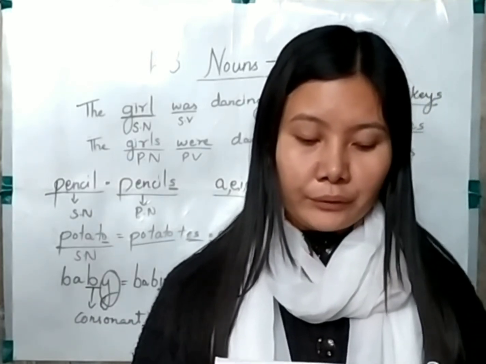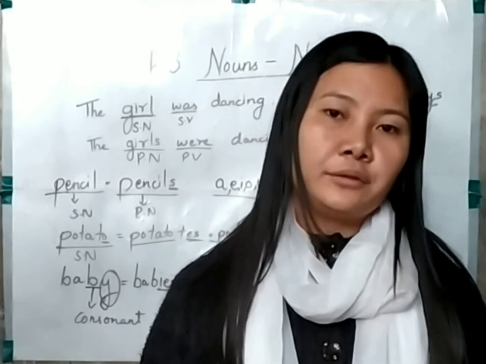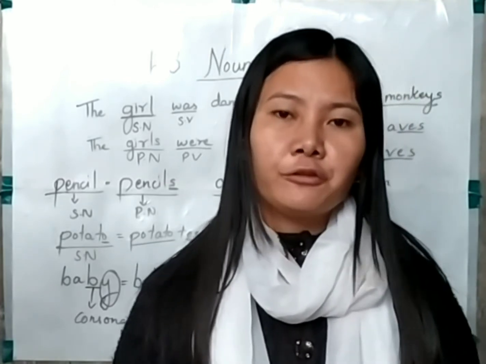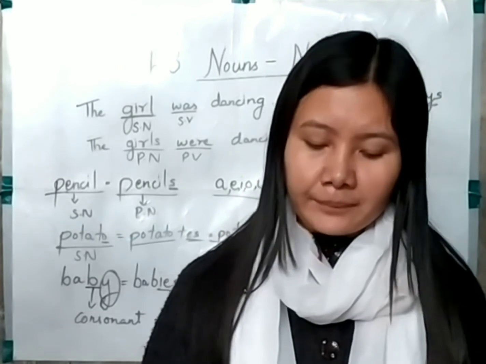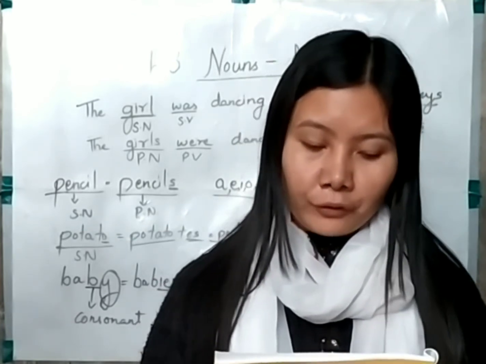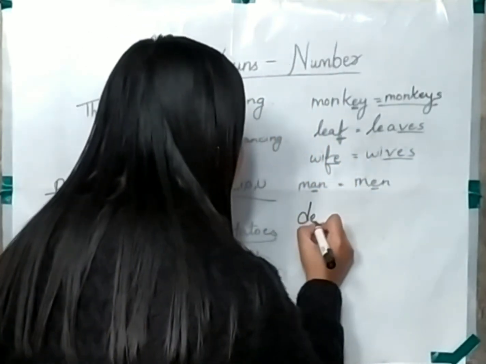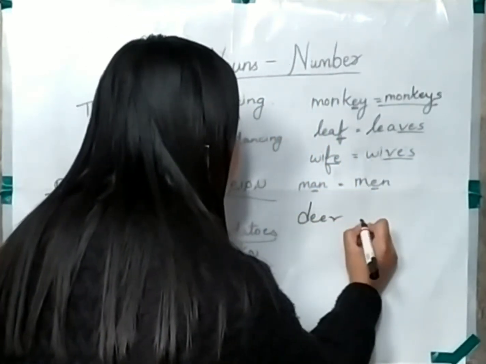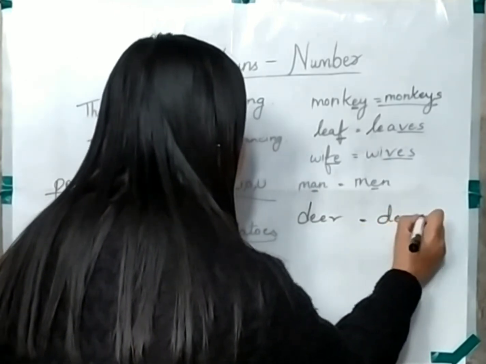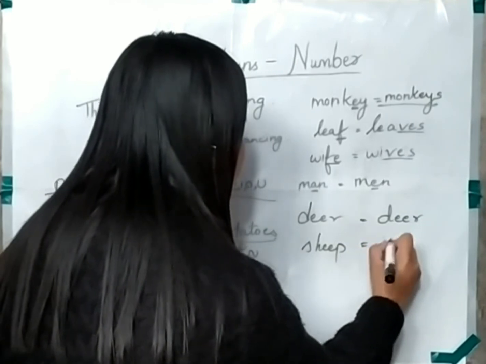Now in the last rule you can see some nouns do not change in plural. So you need to remember there are some nouns that do not change to plural, that is the singular form and plural form are going to be the same. So they are same both in singular and plural forms. Like you can see the example provided in your book, like that of deer. Singular is also deer, plural is also deer. Similarly, you can see sheep. Singular is also sheep and plural is also sheep.